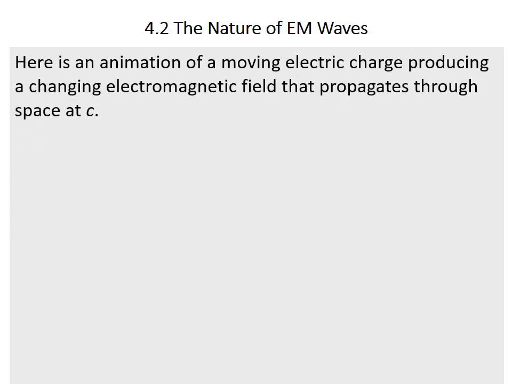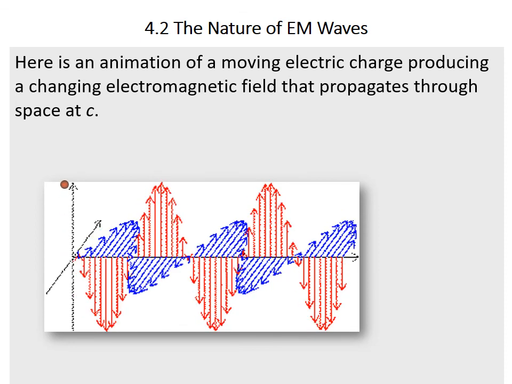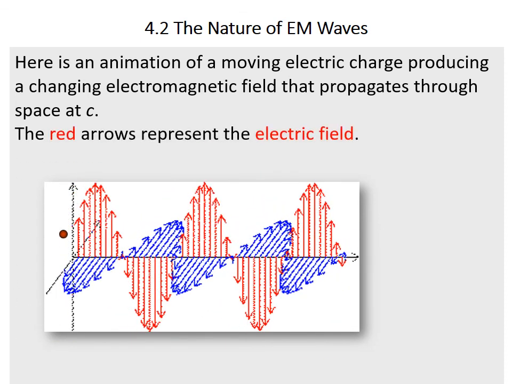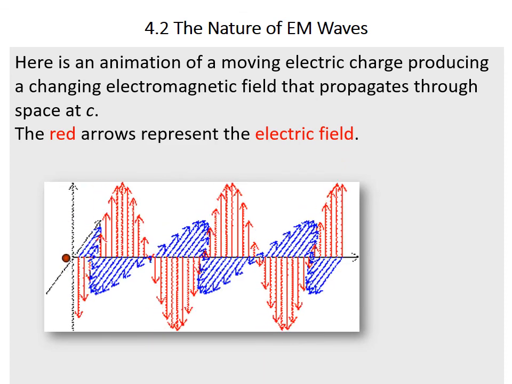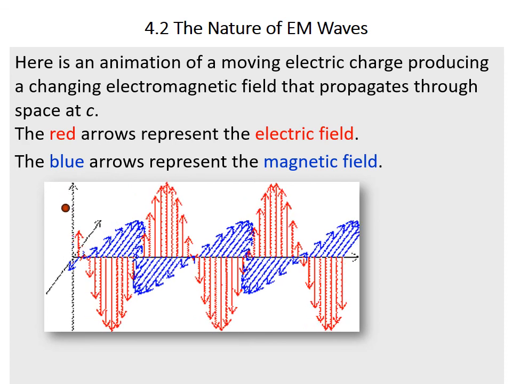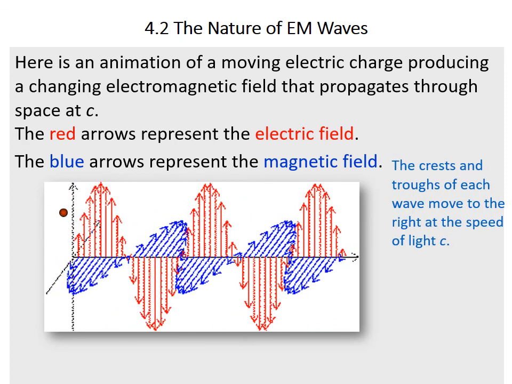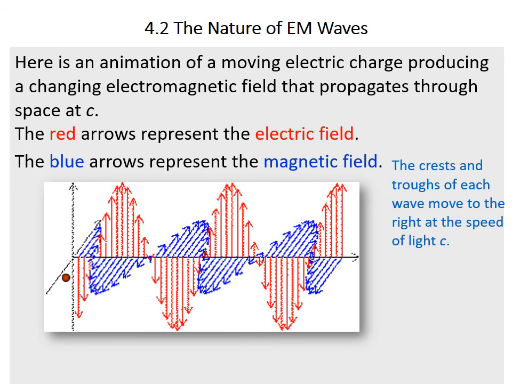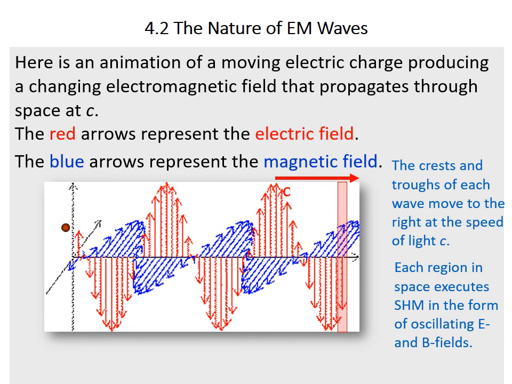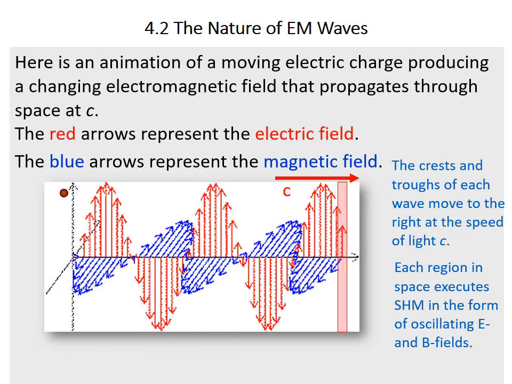So here's an animation of a moving electric charge producing a changing EM field that propagates through space at c. We can see that the red arrows represent the electric fields and the blue arrows represent the magnetic fields. They oscillate perpendicular to each other. The crests and troughs of each wave move to the right at the speed of light, and each region in space executes simple harmonic motion in the form of oscillating E and B fields.